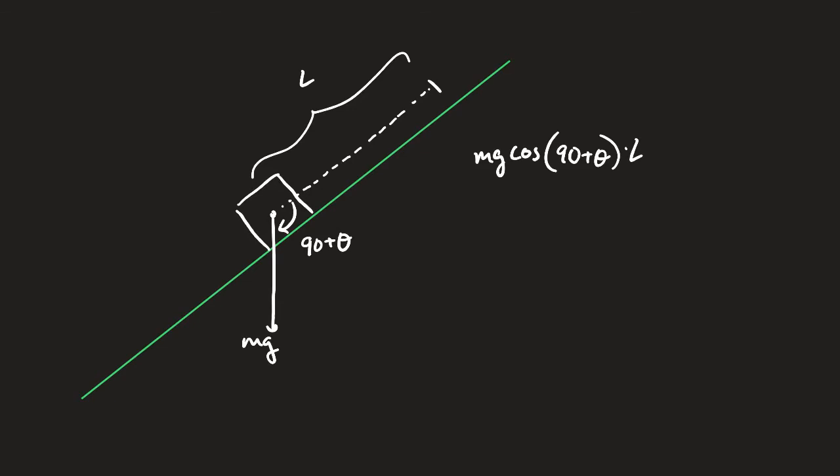This is negative because the cosine of 90 plus theta will be a negative answer as long as theta is between 0 and 90. But this is mathematically identical to mg sine theta times L with a negative sign out front. These are mathematically equal, and the reason is because cosine of 90 plus theta equals minus sine of theta.